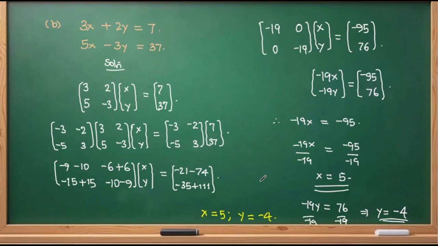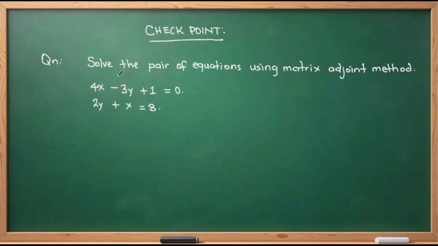So let's move on to the last part, and that is the check-up point question. Please try it out and share your answer in the comment section. In this check-up point, it says solve the pair of equations using the matrix adjoint method. The first equation is 4x minus 3y plus 1 equals 0. The second equation is 2y plus x equals 8. So please take your time, work out this question, and make sure you arrange the equations such that the elements correspond, like 4x and y, and then share your answer in the comment section.